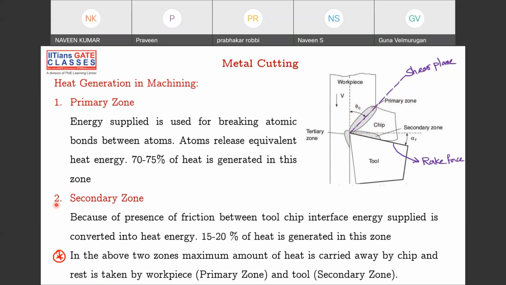In this direction, what is this? Anyone? What is this velocity? Which velocity is this? What is the velocity in which the tool is going onto the workpiece? This is shear velocity. This is shear velocity, VS. What is the velocity in which the tool is going up?